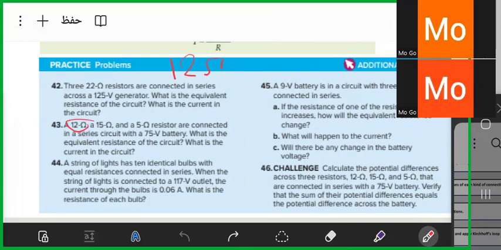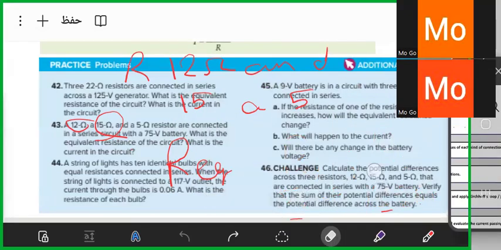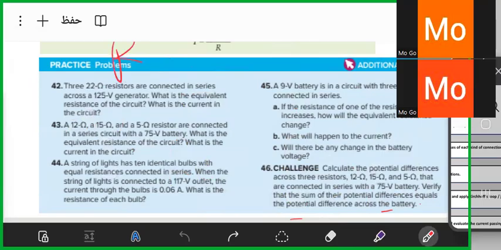The second one, we have 12 ohm as R, and we have also 15 and 5. All of them are connected in series, so the equivalent equals R1 plus R2 plus R3. We should type the law: 5 plus 12 plus 15 is 32. So the equivalent equals 32 ohm.